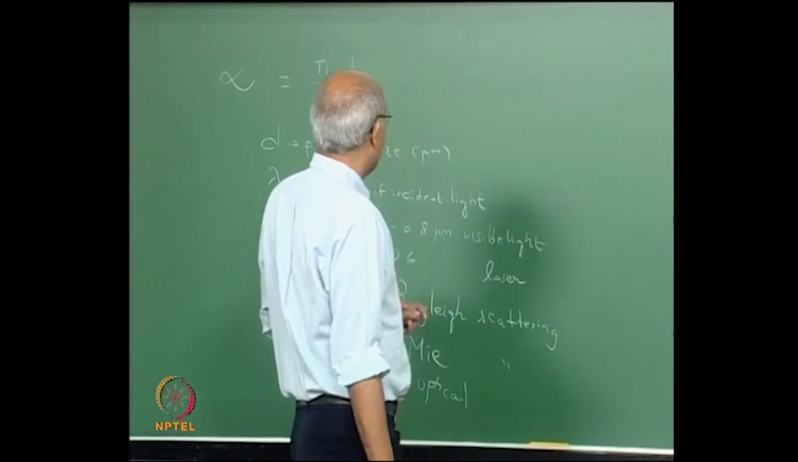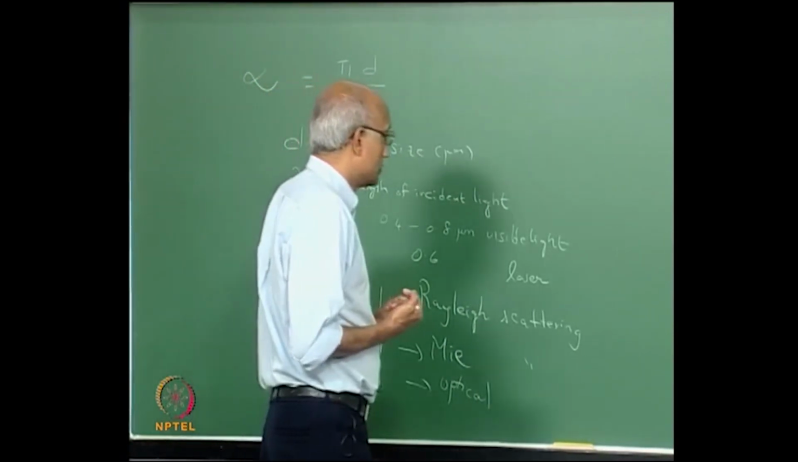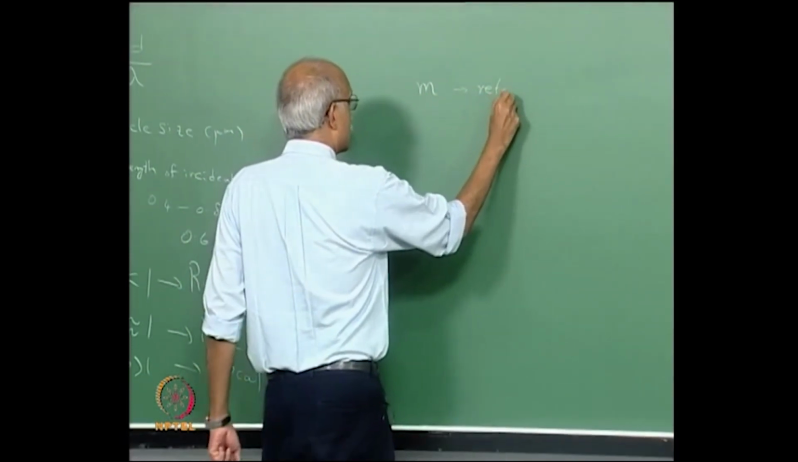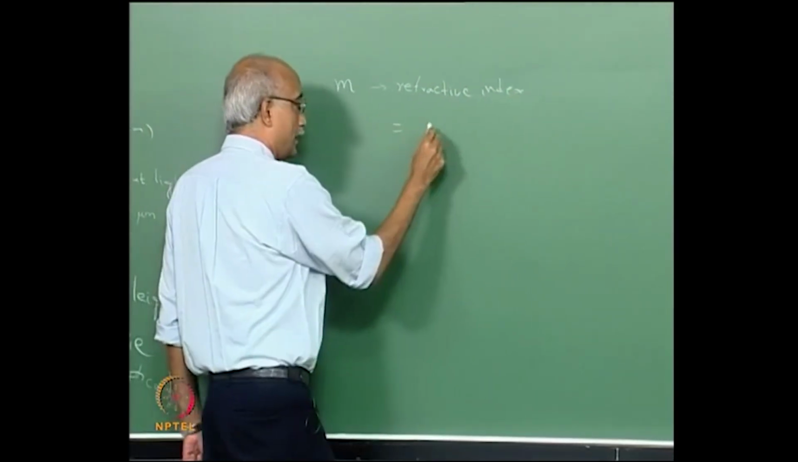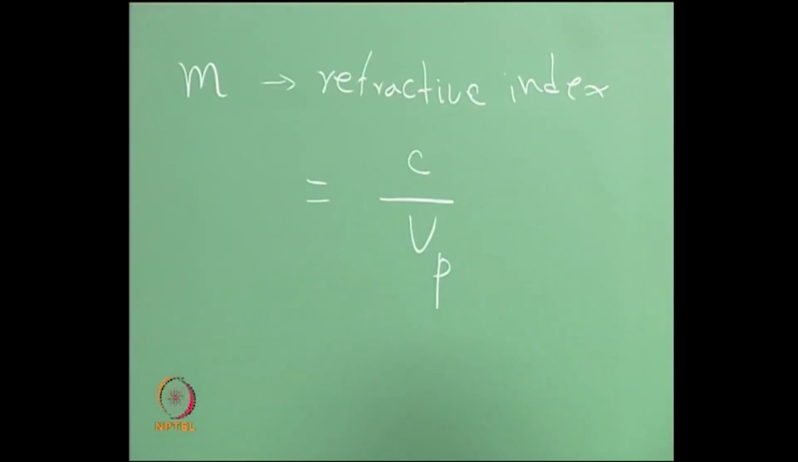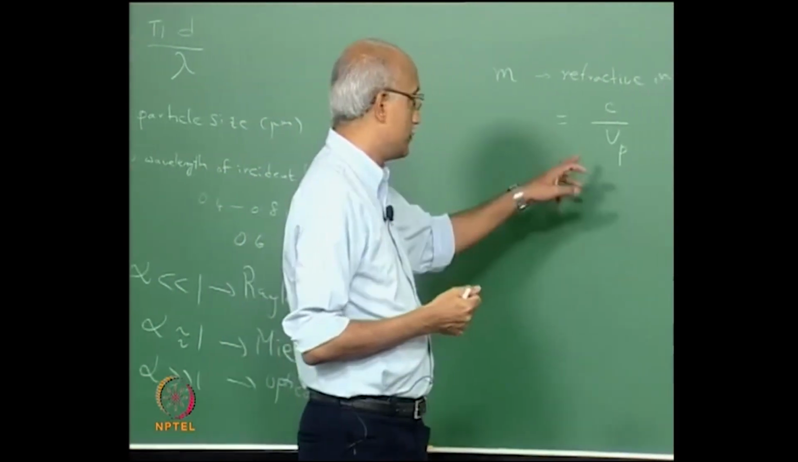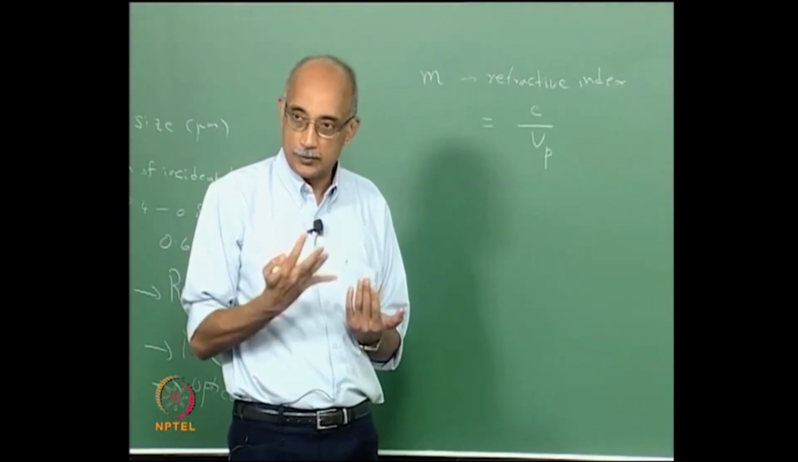The other dimensionless parameter that is important to consider is of course the refractive index. So, m, the refractive index, can be defined as c over Vp, where c is the velocity of light in vacuum and Vp is the velocity of light through the material of concern. So, if your particle is alumina, then the Vp value that we consider would be the velocity at which light is transmitted through alumina as a material.